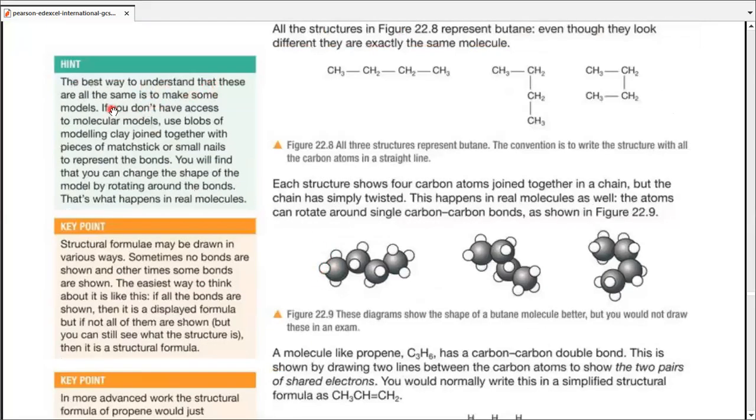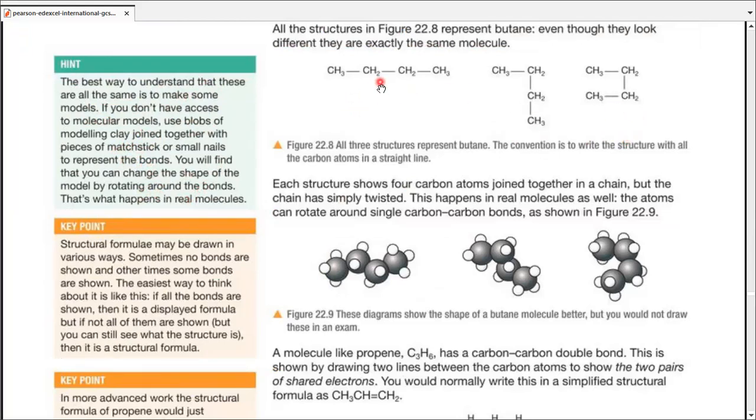The best way to understand that these are all the same is to make some models. If you don't have any access to molecular models, you can use blobs of modeling clay joined together with pieces of matchstick or small nails, and you can change the shapes by rotating around the bonds. This is actually what happens in real molecules. So you can actually rotate the structures.